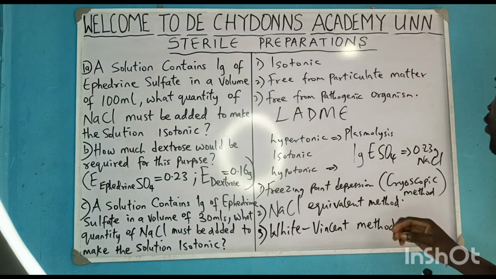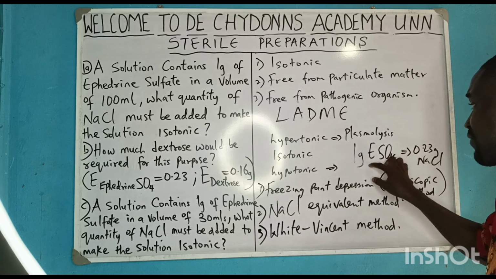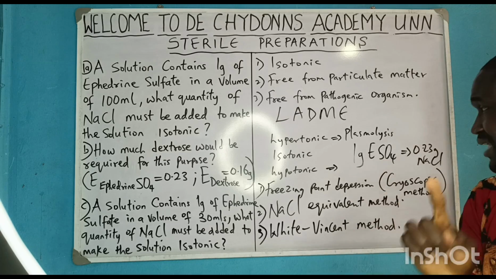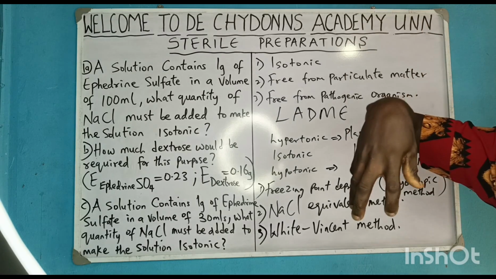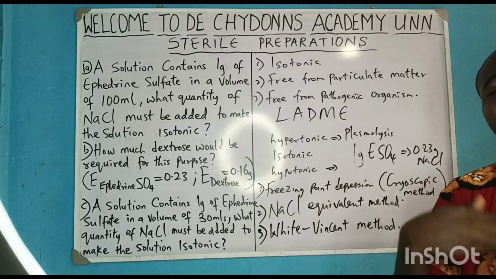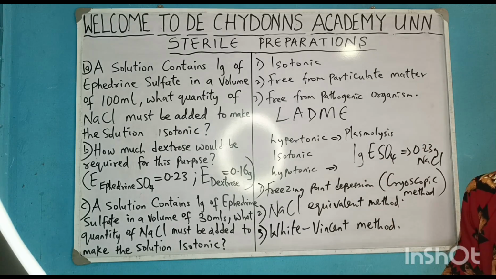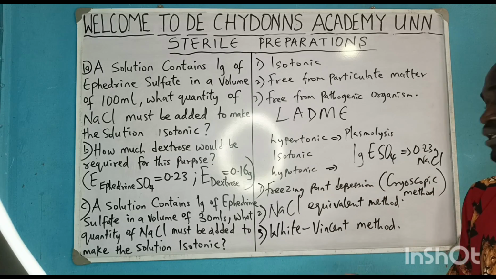That means we will have to have it in mind that if you are using 1 gram of, let's say, ephedrine sulfate, you have to note that 1 gram of ephedrine already has 0.23 gram of sodium chloride. So if you are adding extra sodium chloride to it to make it isotonic, you have to be careful with the quantity you are adding so that it will not be hypertonic or hypotonic. So that it will not be too much or not up to the isotonic quantity needed. You get the gist? Okay.